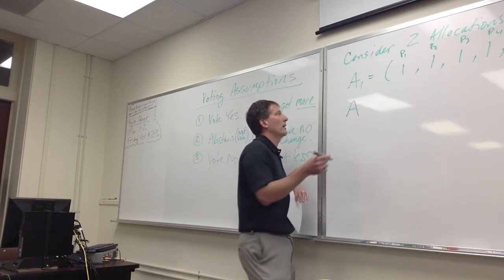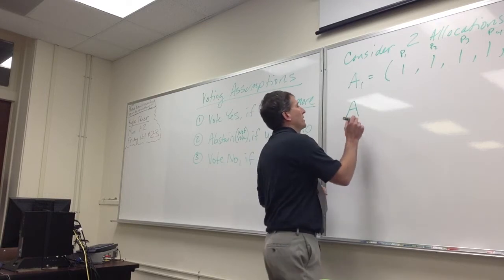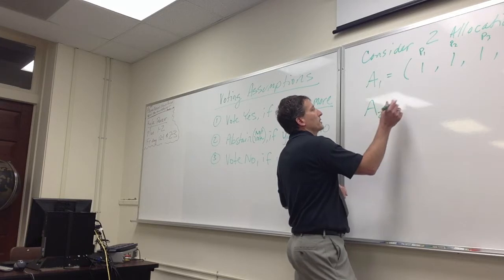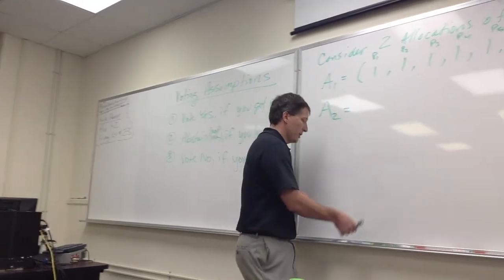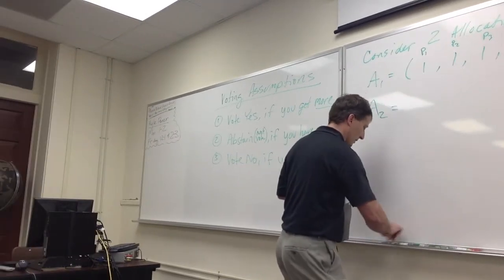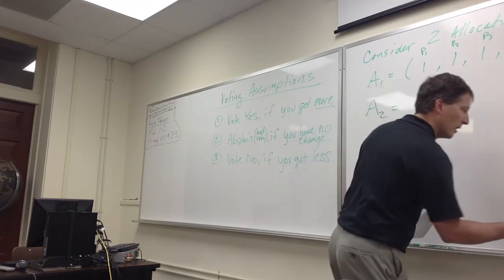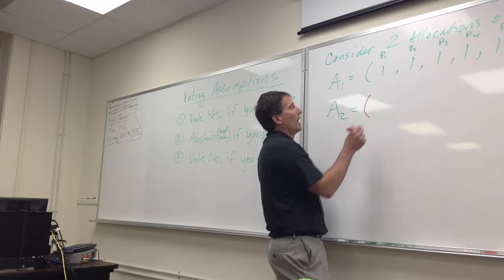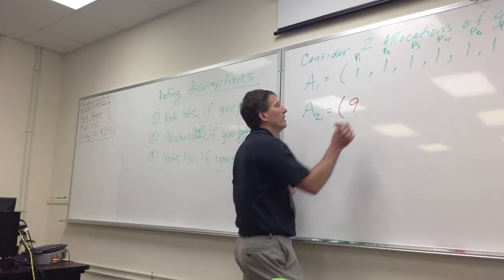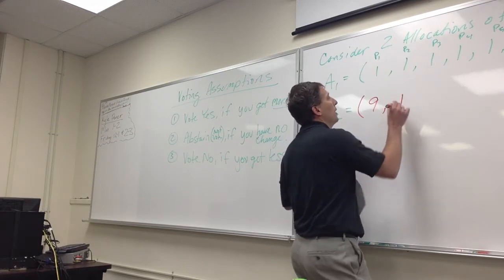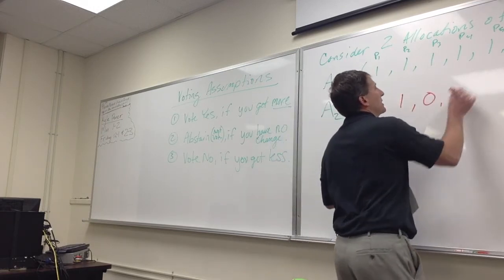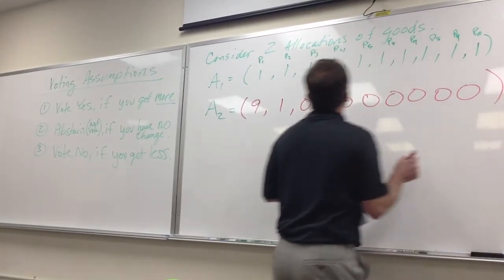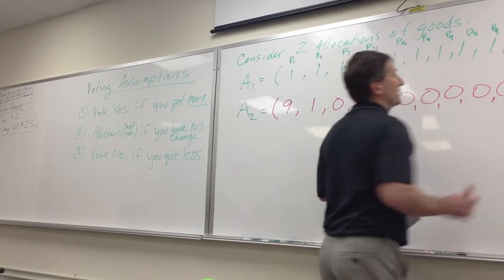And then I want to show you an alternative allocation. Let's call our alternative allocation A2. And under A2, we're going to have, let me go in the red here, person 1 has 9. Person 2 has 1. And persons 3, 4, 5, 6, 7, 8, 9, 10 all have 0.